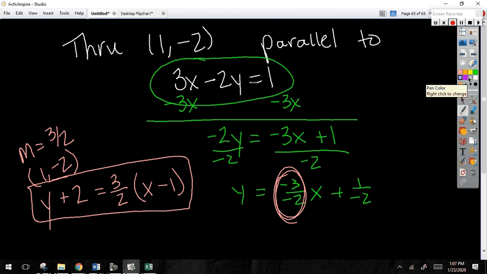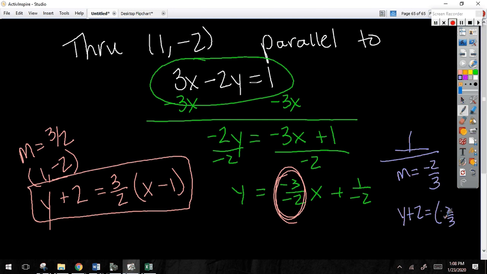I know I've been talking a little longer than normal, so just quickly, if I had asked you to do this for perpendicular instead of parallel, what would the difference here be? So your new slope would be what? Negative 2/3. Everything else about this equation would be the same, but it would be y plus 2 equals negative 2/3. Oh, I didn't mean to put parentheses there. And then x minus 1.